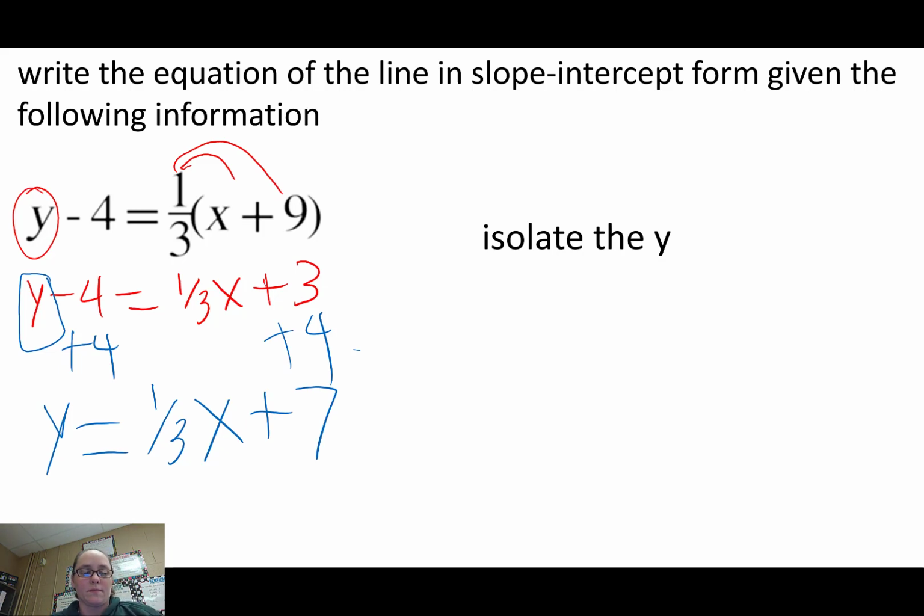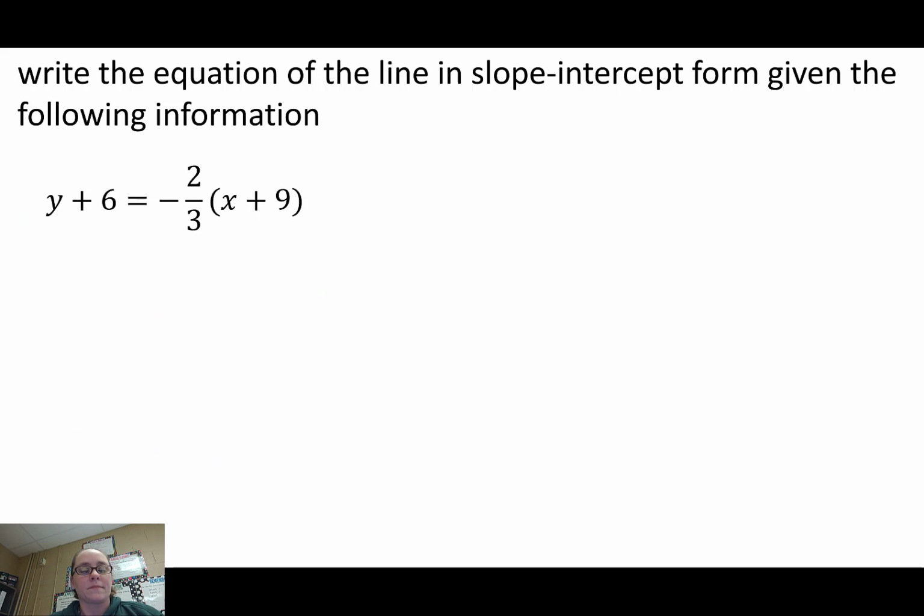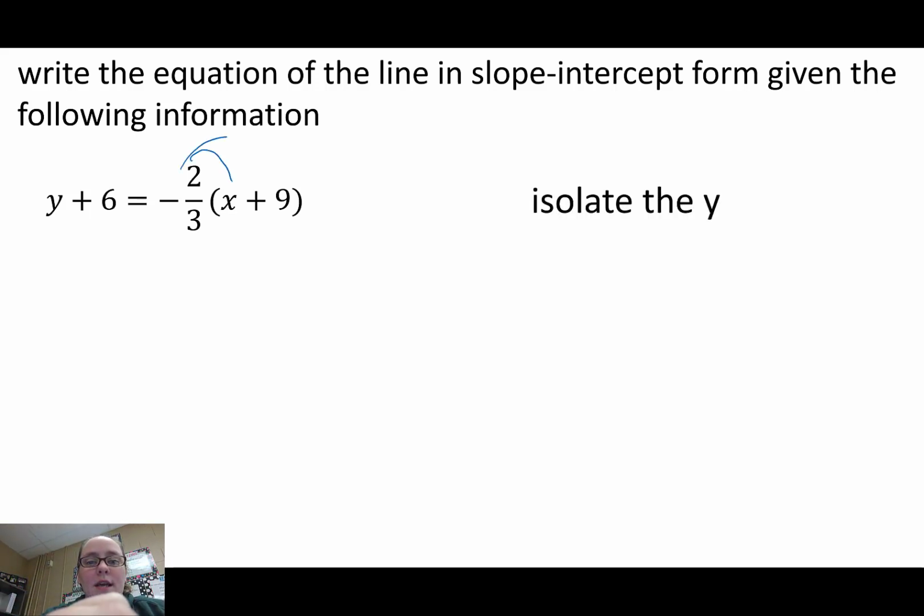Okay, so let's try another one. So the first thing I'm going to do is distribute to isolate that y. So we get y plus 6 is equal to, okay, negative 2/3 x, negative 2/3 times 9 is a negative 6. Okay, so now we still want to get y by itself.